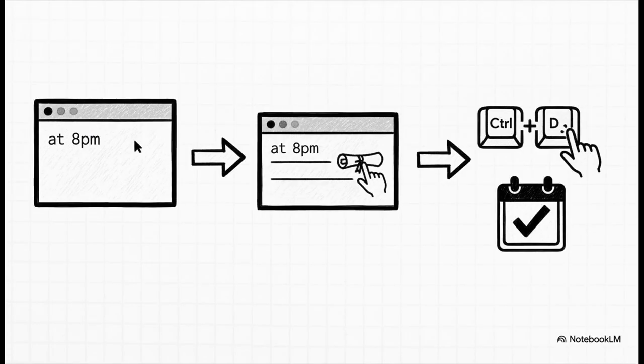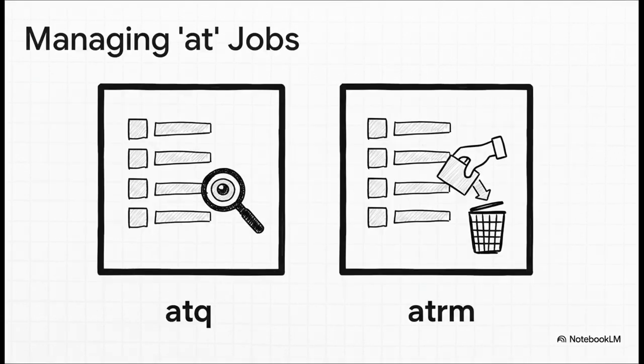And using it could not be simpler. The syntax is so wonderfully human-readable. You just type at and then the time, like at 8 p.m. The system then waits for you to type in whatever command you want to run. Once you're done, you just press Ctrl-D on your keyboard, and boom, your job is scheduled. But what if you change your mind? No worries, you are still in complete control. If you want to see what jobs you have lined up, just use the atq command to check the queue. And if you made a mistake, no problem at all. The atrm command lets you remove a job you don't need anymore.